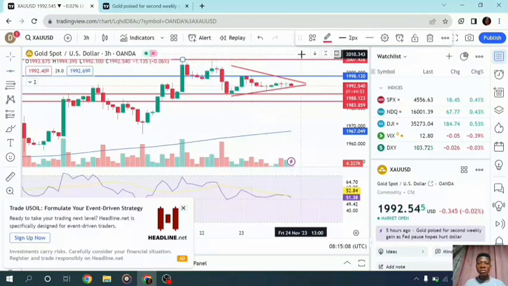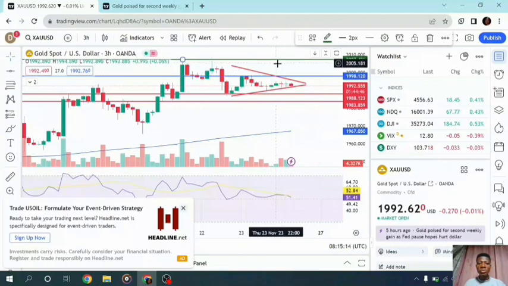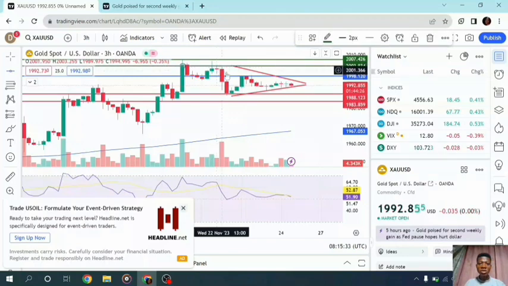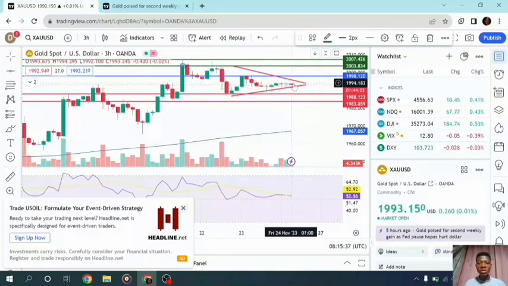Let me change it to another color. So this is the second resistance level. The first resistance level is around 2003. Let me draw a line also to show you that one too. The first resistance level is around 2003, which is this. Now you need to understand this.